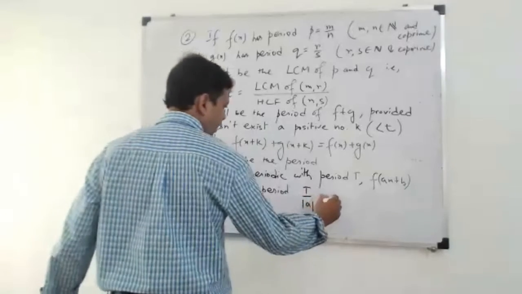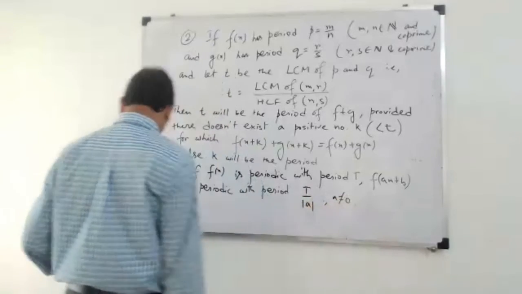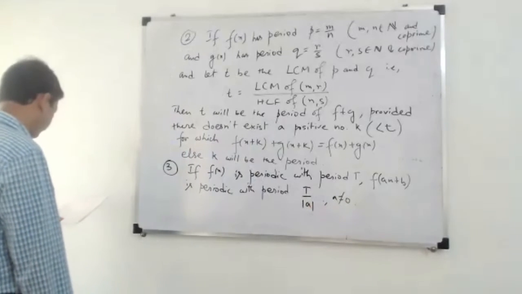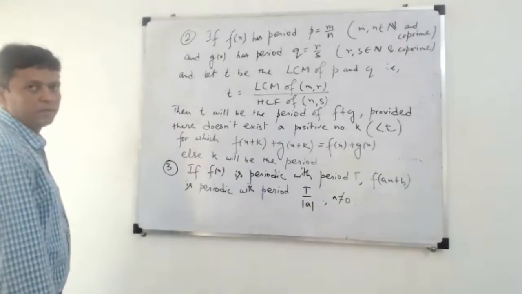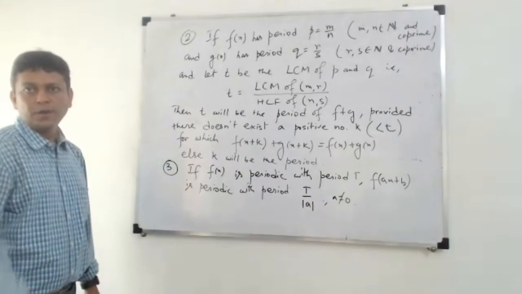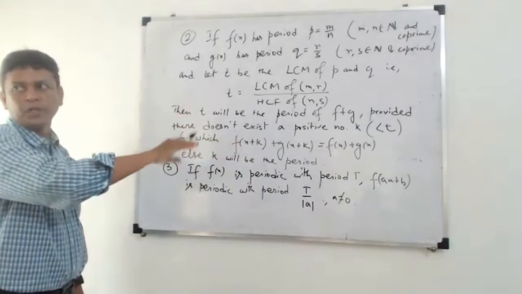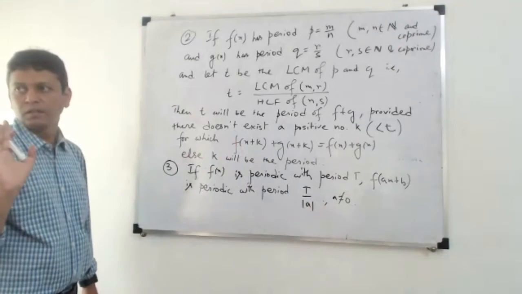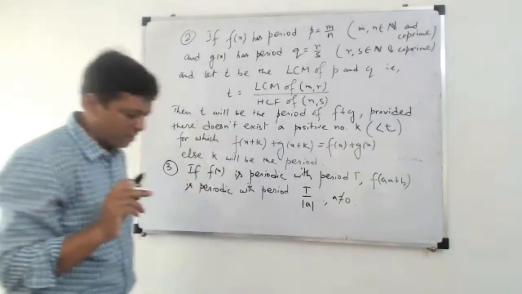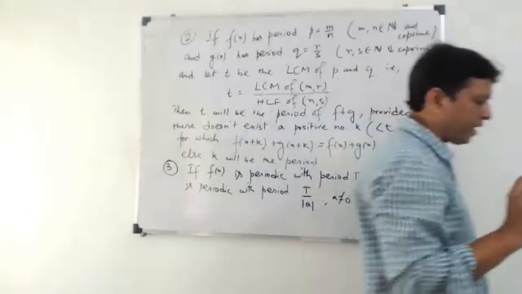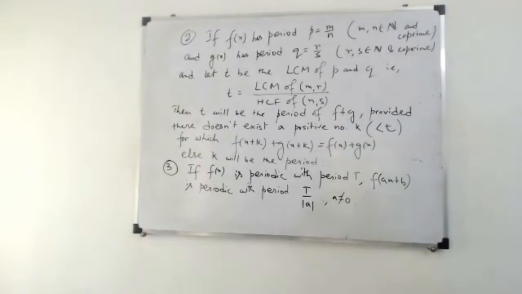A should not be 0. So if any kind of multiplication factor is there with x, your period will be T by mod A. Suppose sin x, what is the period of sin x? 2 pi. So what is the period of sin 2x? 2 pi by 2.